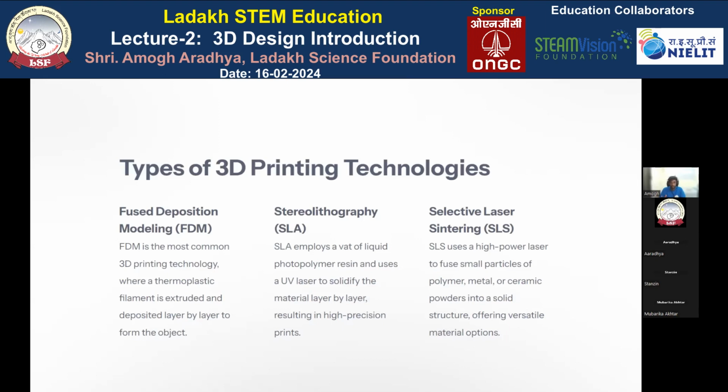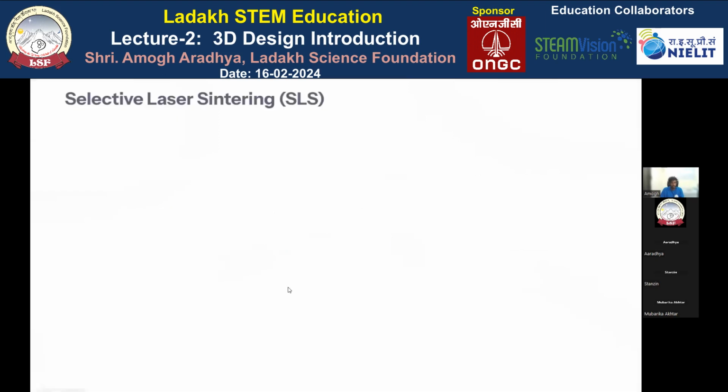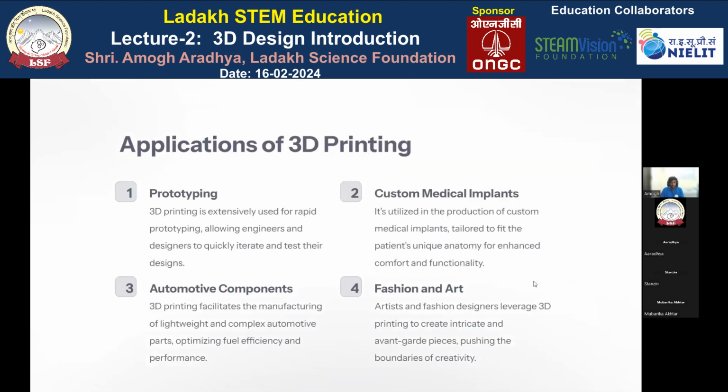Let's say it can be a rocket nozzle, or it can be a part in the engine. So they use SLS for printing complex parts like that. And going to the next slide. Yeah, applications of 3D printing.